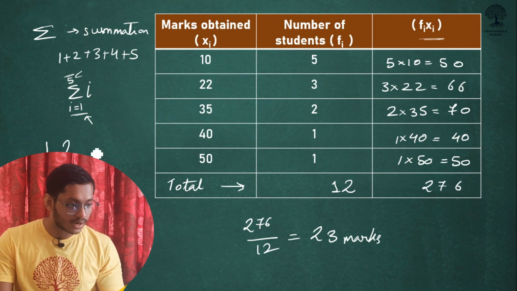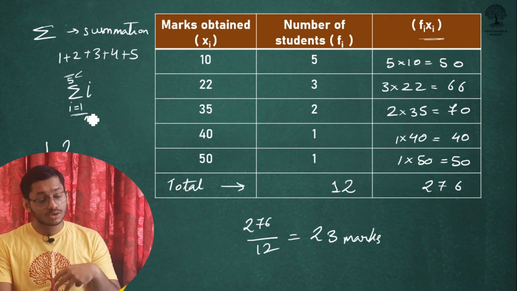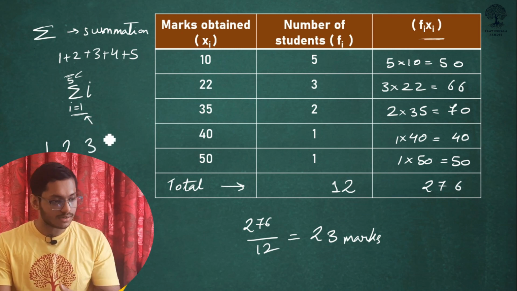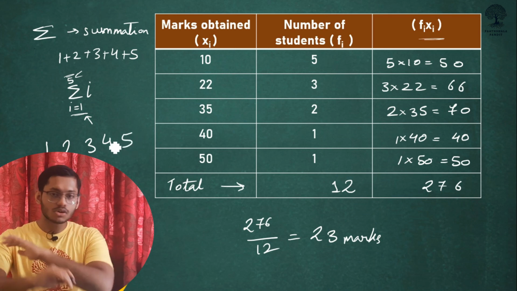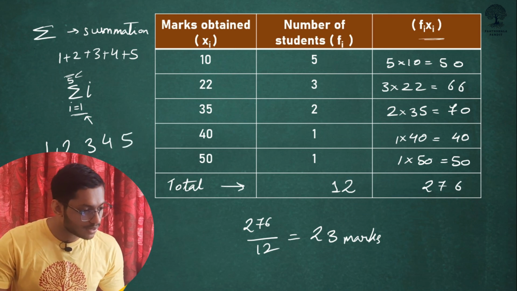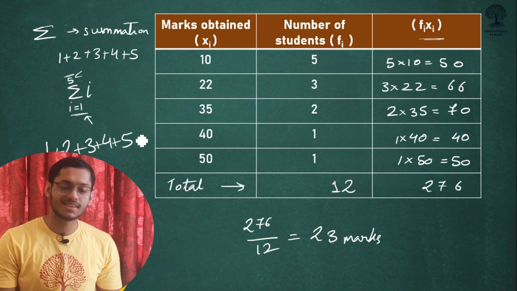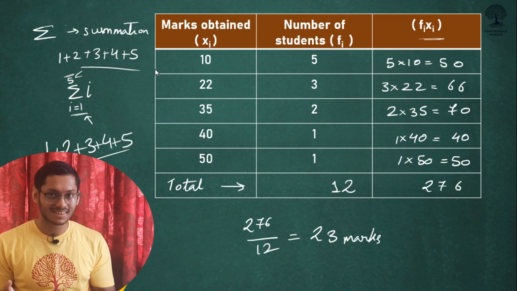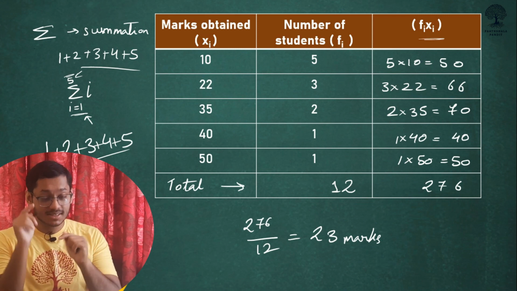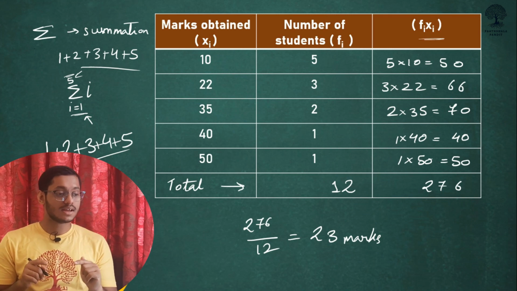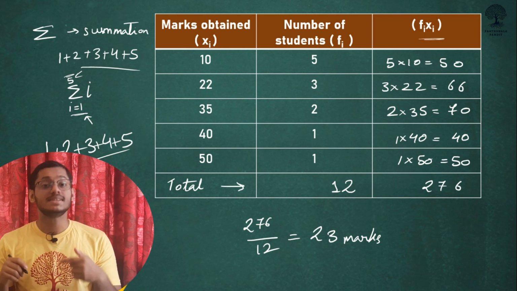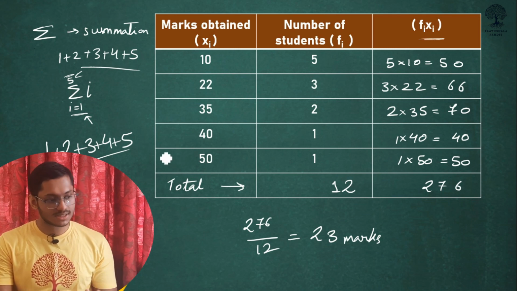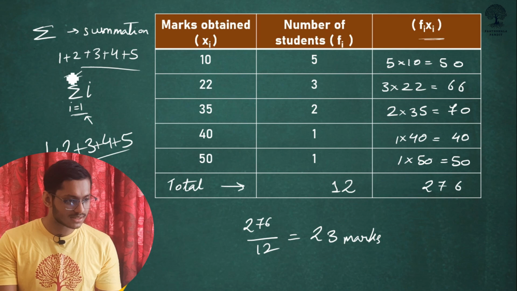Then I write 2. Then again I have to increment it by 1, means add 1 to it, so it will become 3. Add 1, 4. Add 1, 5. We got all the numbers. Now just put a plus symbol between them. Isn't this and this the same thing? It is the same thing. So remember, this is how the summation symbol is used.